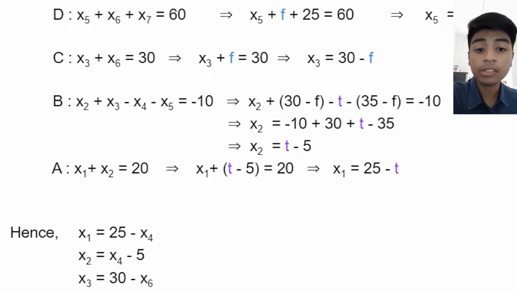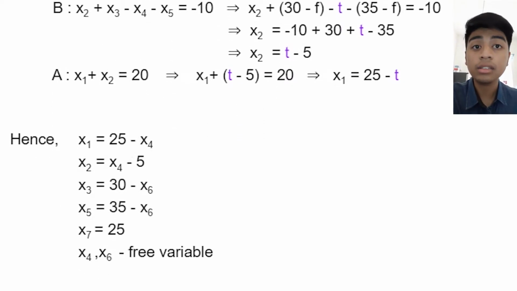After we have done back substitution, we get the answer that we want to find. The answer is x1 equals 25 minus x4. x2 equals x4 minus 5. x3 equals 30 minus x6. x5 equals 35 minus x6. And x7 equals 25. For x4 and x6, they are free variables.